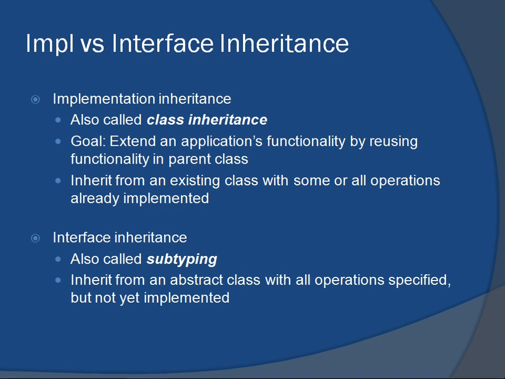On the other hand, interface inheritance is also known as subtyping. Here we inherit from an abstract class with all operations specified but not yet implemented. This is the basic difference between implementation inheritance and interface inheritance. We are making use of abstract classes with all of their functionalities which have not been implemented yet, whereas in implementation inheritance, we are making use of already implemented operations.